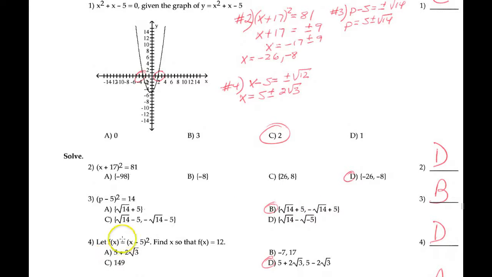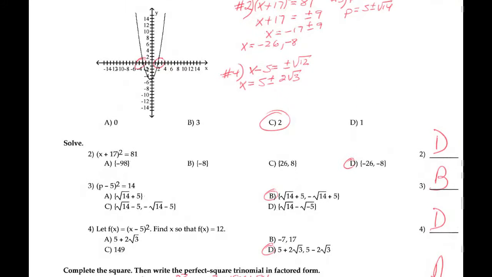All right, number 4, again, it's in function notation. We're saying this equals 12. So take the square root of this, it becomes the radicand, and plus or minus the square root of 12. Now you might recall the square root of 12 is the square root of 4 times the square root of 3. Square root of 4 is 2. That's where I get our answers for number 4. All right, let's go on.